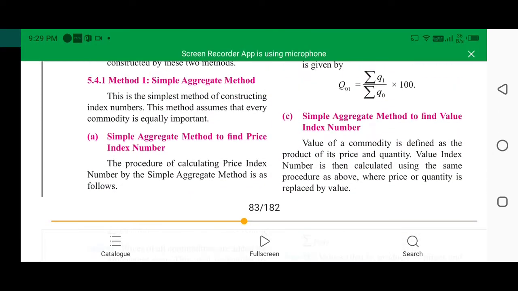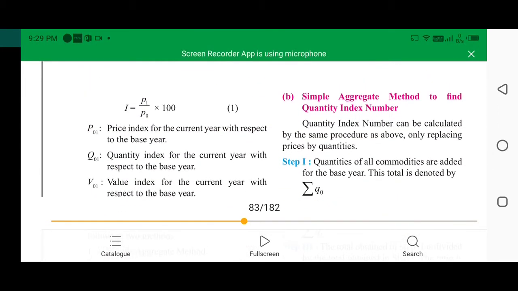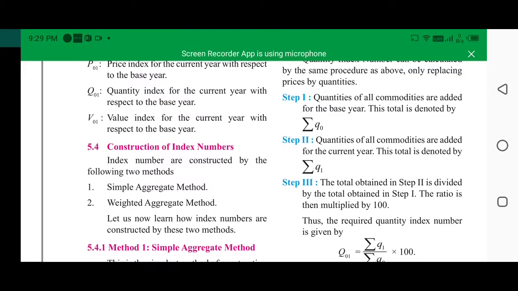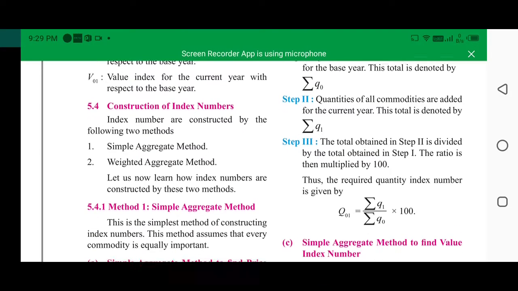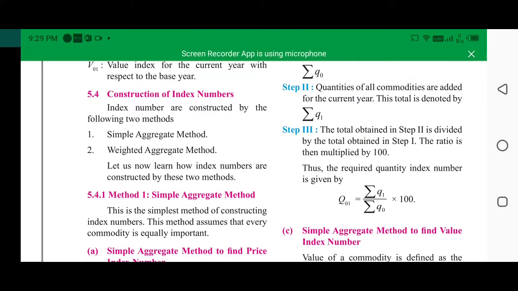Okay, then second, we have the simple aggregate method to calculate the quantity. Similarly, we will add the quantities, the sum of Q naught and the sum of Q1, and then Q naught 1 will become sigma Q1 upon sigma Q naught into 100.